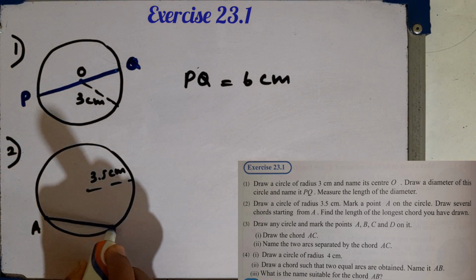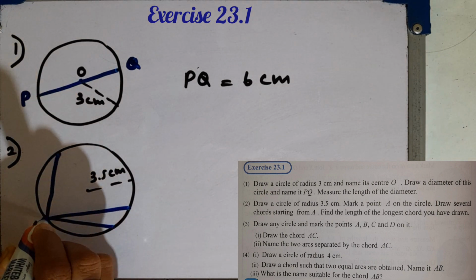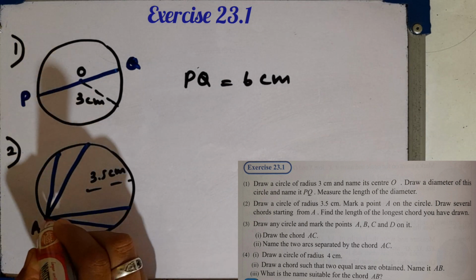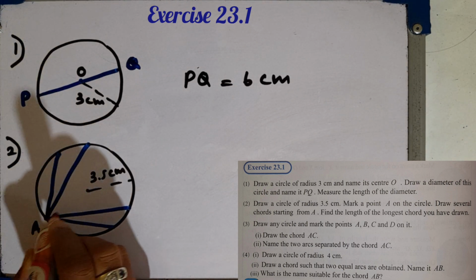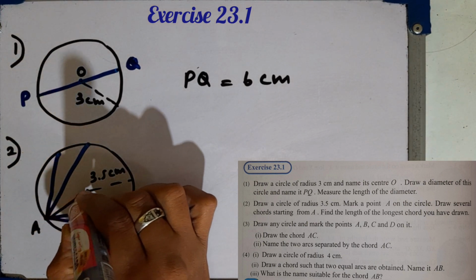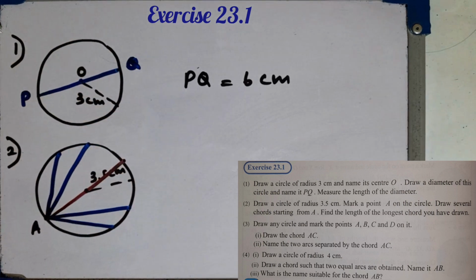Starting from A, you can draw several chords like this. Then the length of the longest chord. The longest chord will be its diameter. It should go through the center of the circle. So you can draw the longest chord like this. It goes through the center. If it is the diameter, it goes through the center.